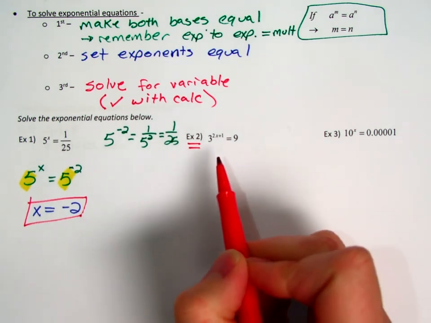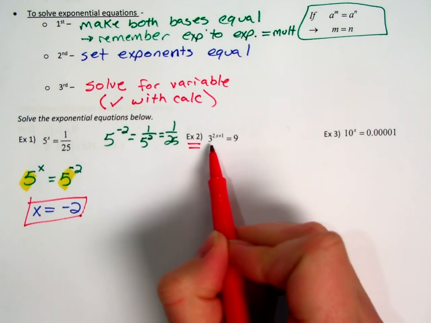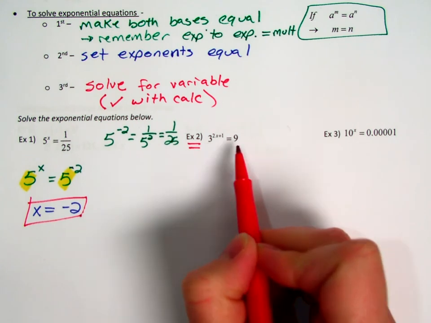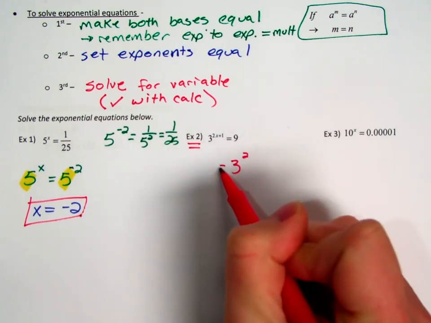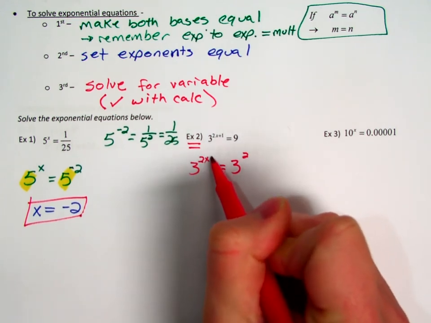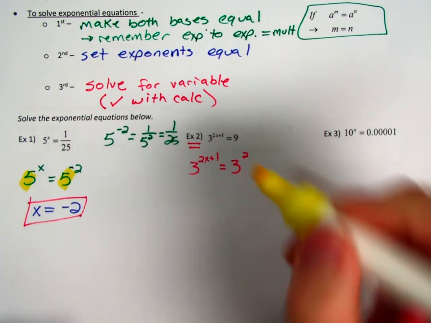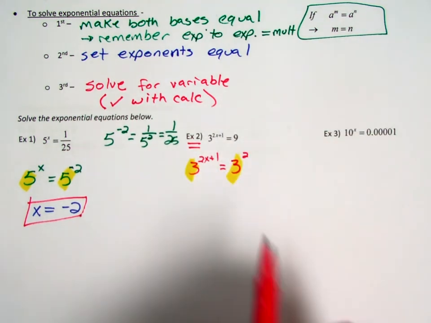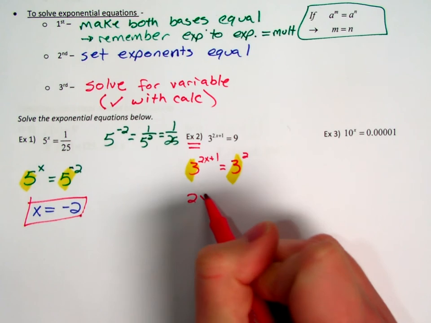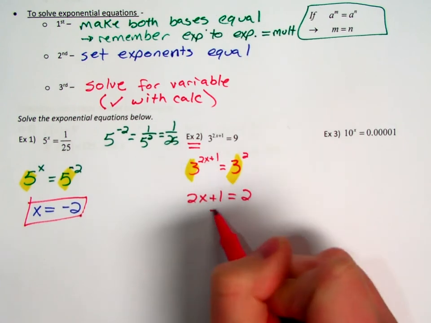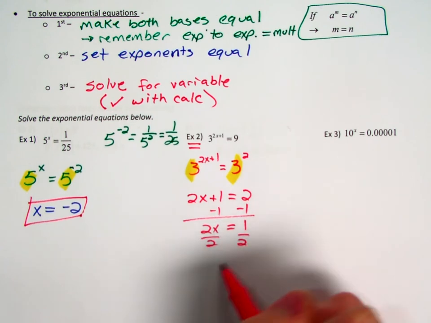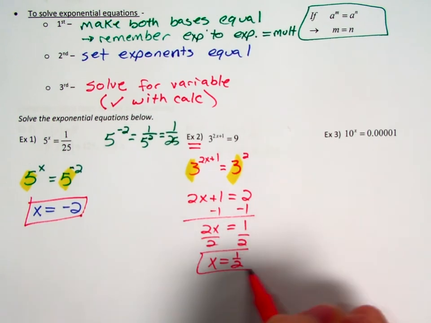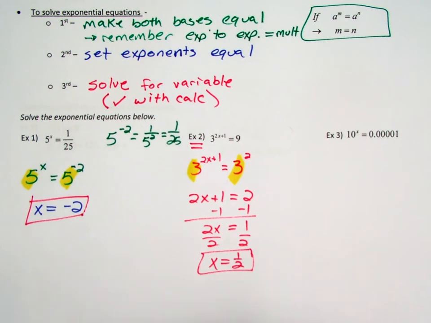All right, so in this case, we have a 3 and a 9 as a base. So I'm not going to change the 3 because it's already as small as it can get, but I can change the 9 into a 3 because 3 to the second power is 9. And now the other side is 3 to the x plus 1. So when I look at this, my bases are the same. So if my bases are equal, then I know my exponents have to be equal. So 2x plus 1 equals 2. So we can go ahead and solve that. Subtract 1. 2x equals 1, divide by 2, and x equals 1/2. Okay, and you could go ahead and plug that into your calculator to check it, but that one does work.